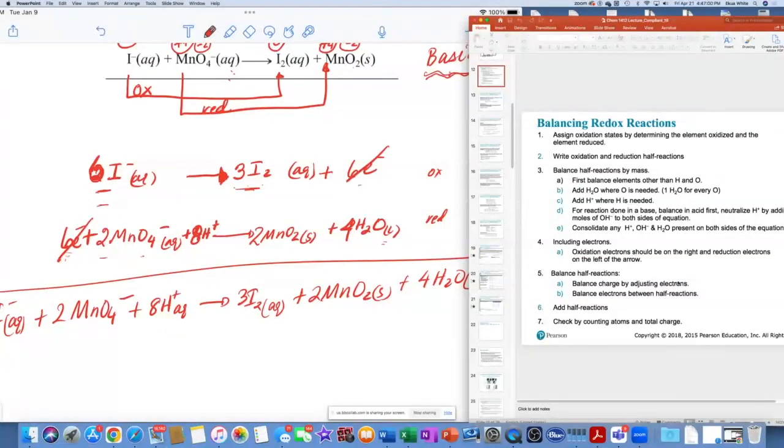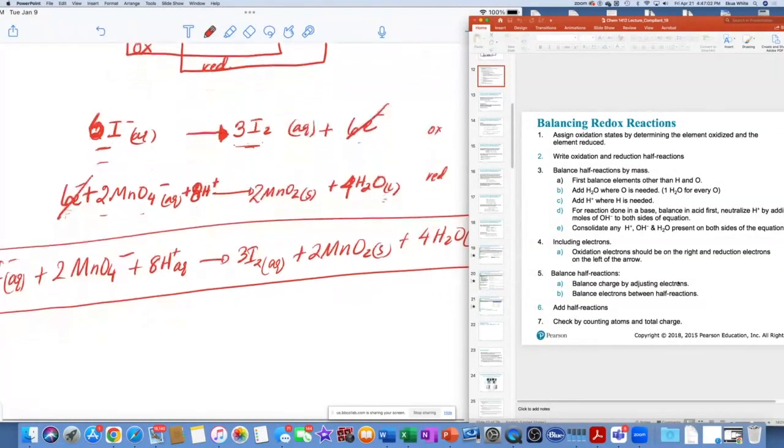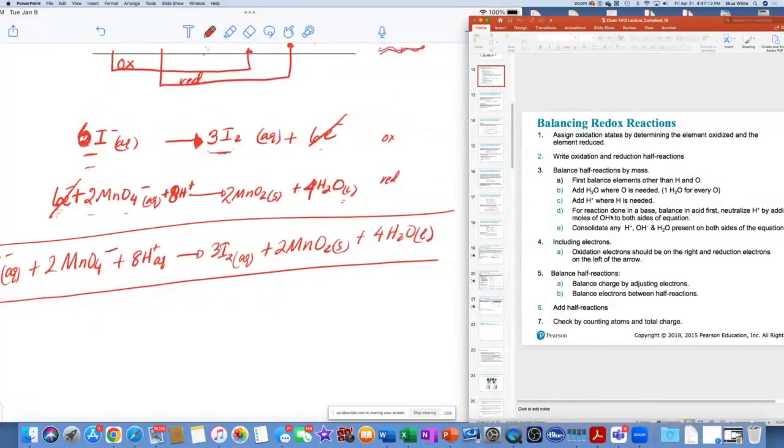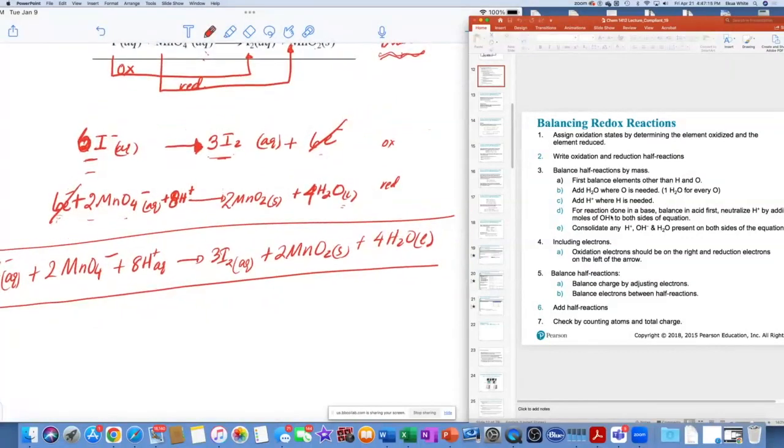This is balanced in acid. So I'm going by balancing all the way to the end in acid first, then going back and neutralizing by adding OH. So this is balanced in acid, right? Like I said before, BIA.